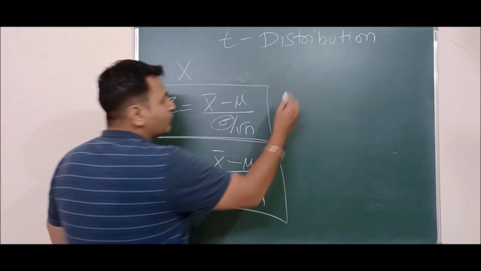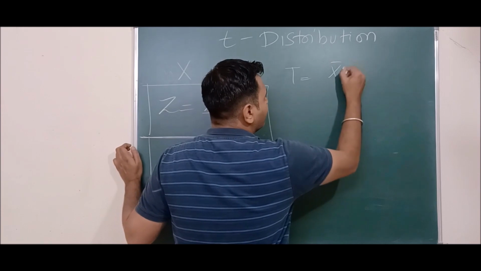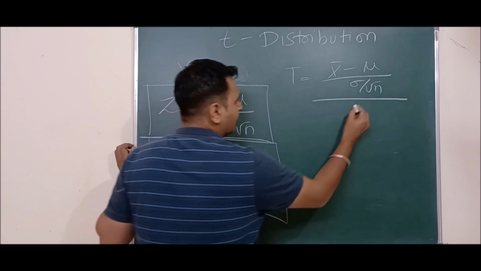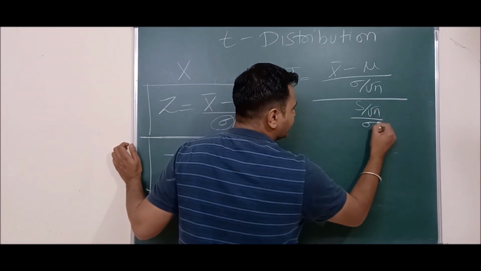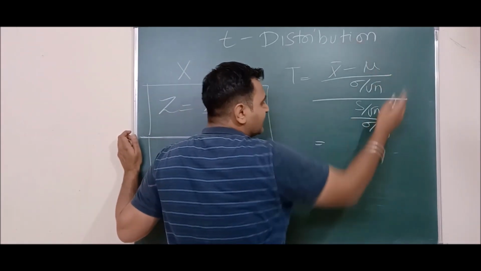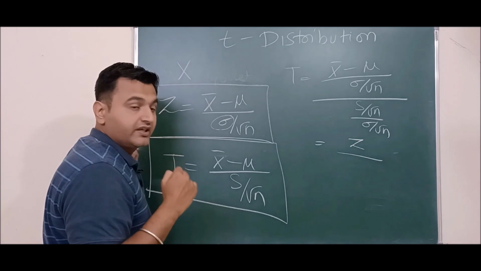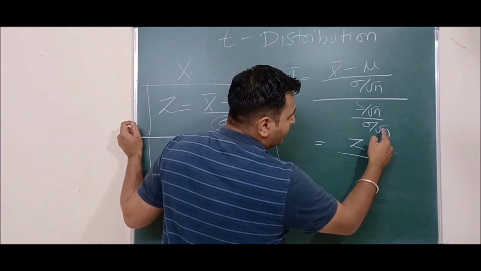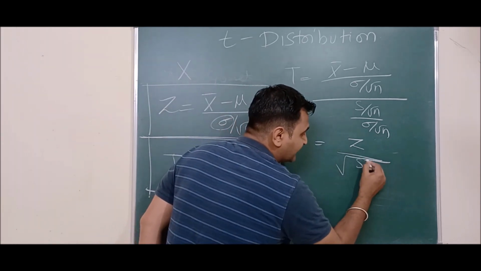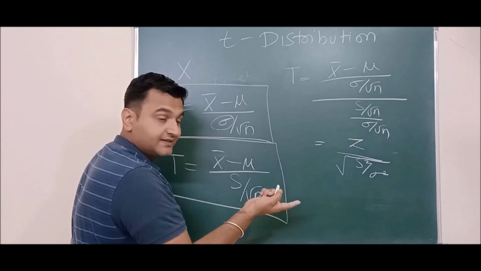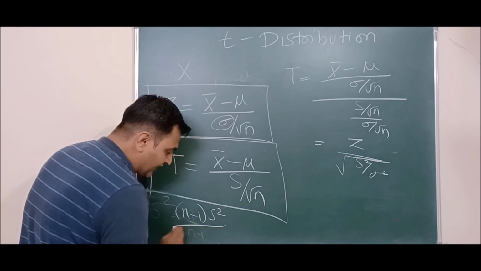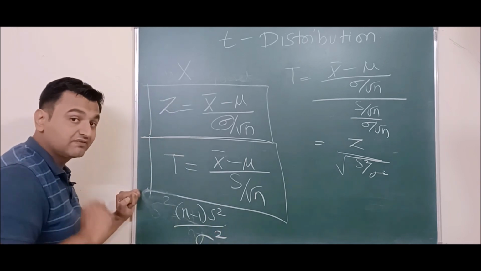Now I will do some adjustment over here. You take x bar minus mu divided by sigma by root n, divided by s by root n divided by sigma by root n. So I just divided by sigma by root n on both sides. But what is this? This is nothing but my z by the central limit theorem. And what is this? This is nothing but s upon sigma, which I can also write as the square root of s square upon sigma square, because square and root cancel. But I also know from an earlier lecture that n minus 1 into s square upon sigma square follows a chi square distribution.